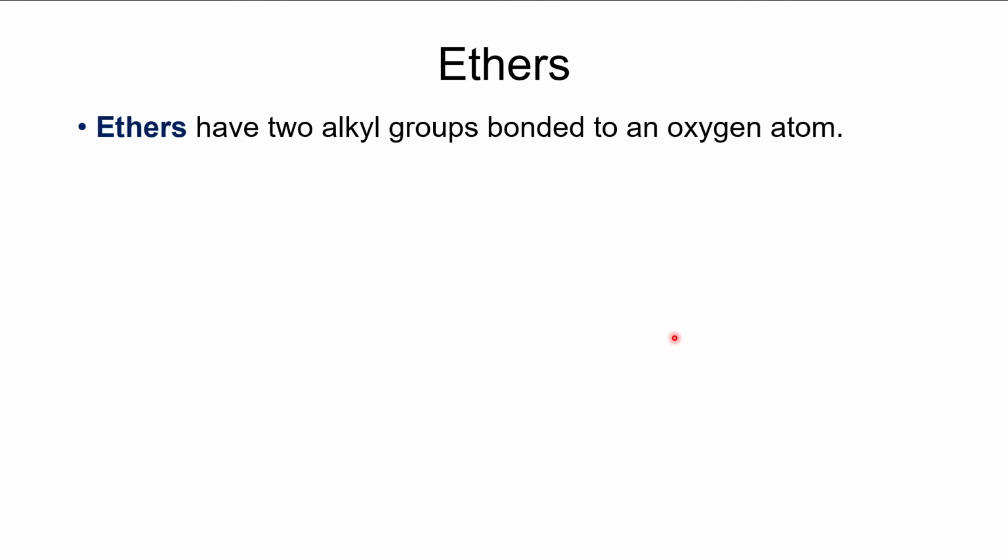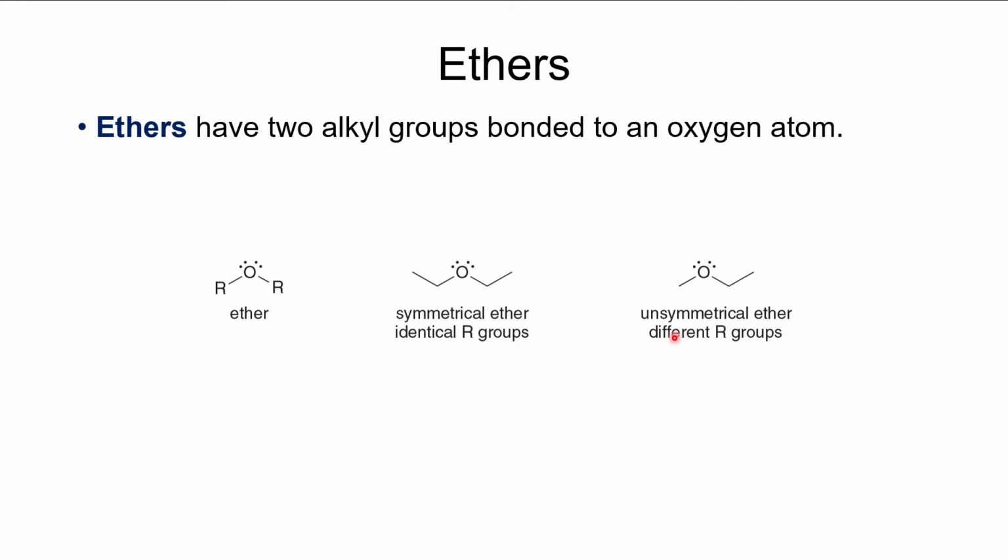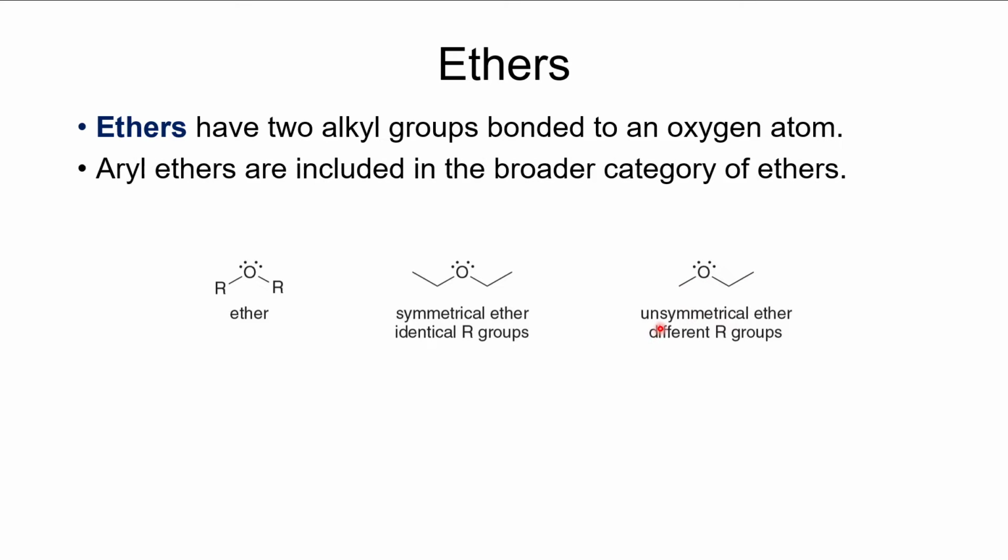All right. And now we want to look at ethers. So ethers have 2 alkyl groups bonded to an oxygen atom. And so here are a couple of, this is a generic ether. This one is a symmetrical ether. We call it a symmetrical if it has identical alkyl groups on either side. And we call it an unsymmetrical ether if there are different groups on each side.